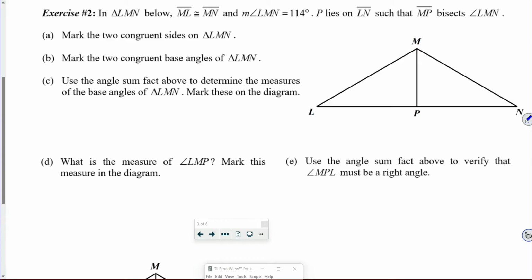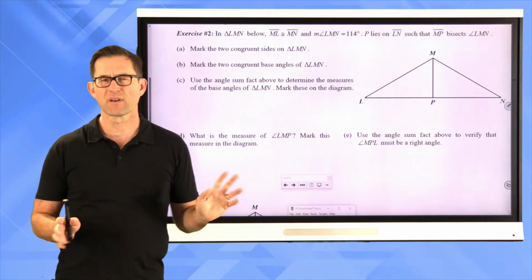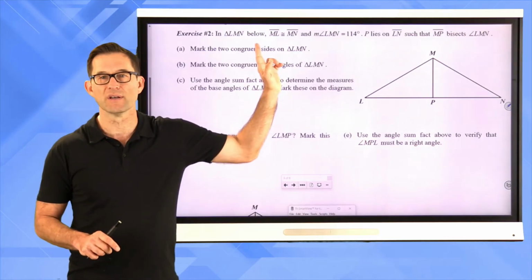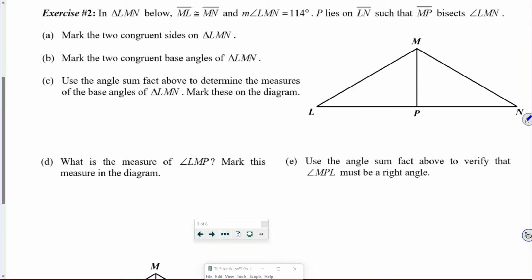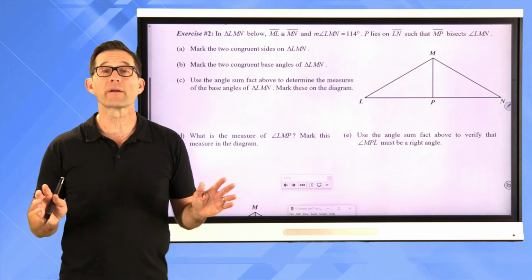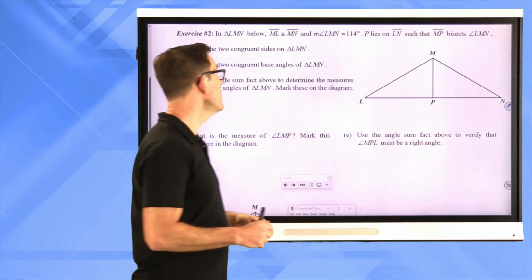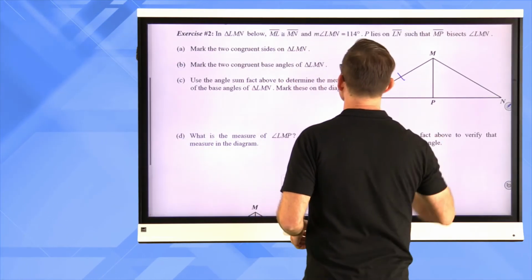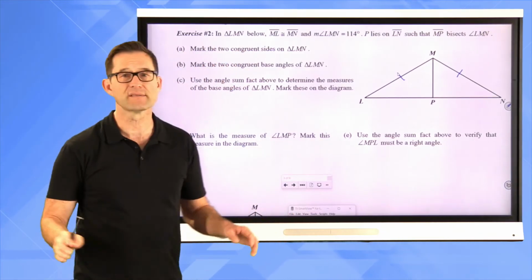Letter A. Mark the two congruent sides of triangle LMN. Go ahead and do that. It should be obvious from what they told us, and also from the picture, but we should use what they told us. Pause the video and go ahead and mark those congruent sides. We're going to be marking a lot of congruent sides in pictures in the future. We know that ML is congruent to MN, and we do those with little slash marks. Very simple.